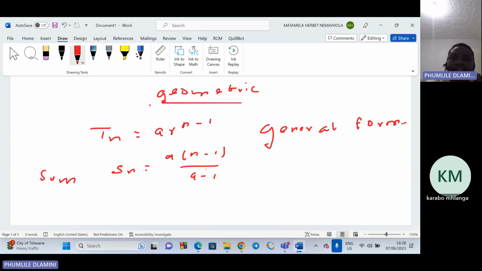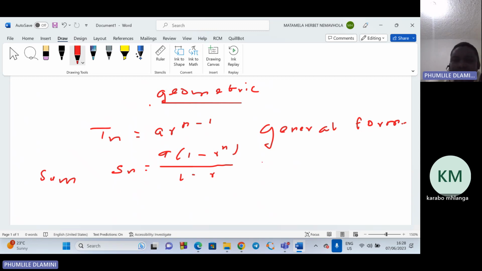Let me check, I think I didn't write it properly. It must have an R. I'm not writing this formula properly. It is A in brackets 1 minus R to the power n, over 1 minus R. Do you see it? This is the formula.